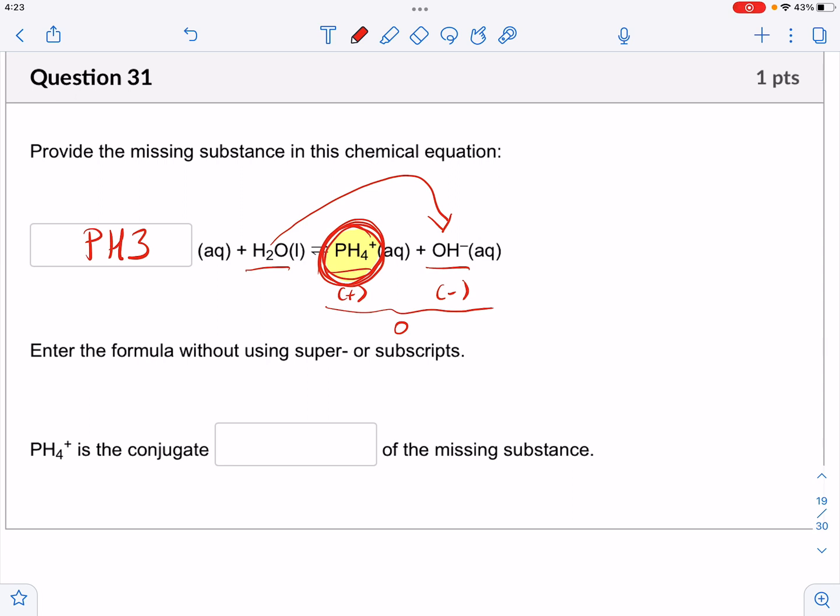Okay, now PH3 to PH4. Who has the extra proton? Is the PH4, right? So this is your acid and this is your base. So PH4 is the conjugate acid.